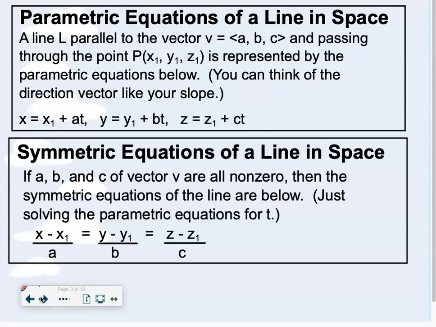So you have parametric equations and you have symmetric equations. You have to know both. But they're pretty simple. For both of them, all you need is a point on the line and a direction vector.